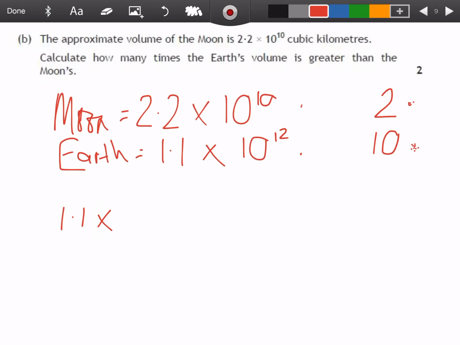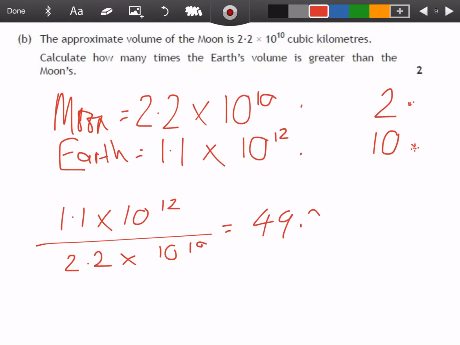So it's 1.1 times 10 to the power 12 divided by 2.2 times 10 to the power 10. Again, you should be able to key that into your calculator. Now, when I do that on my calculator, I get about 49.912. Approximately 49. Or, I mean, it says on the answers 49.9 or 50. Either or, we're not worried.